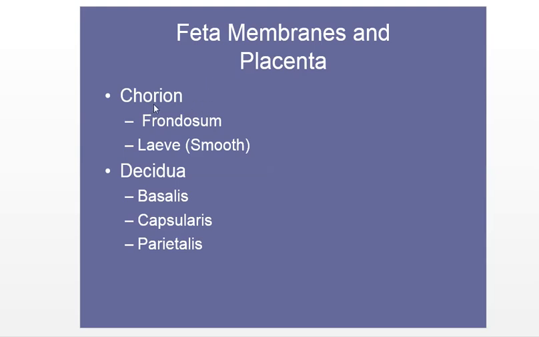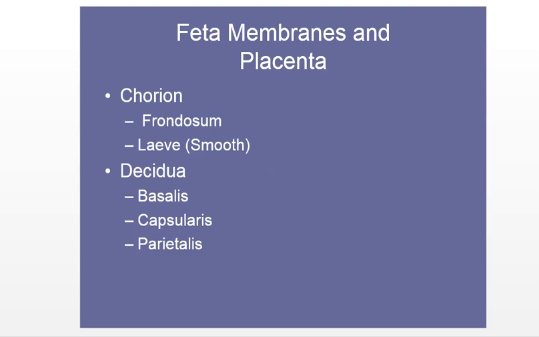In conclusion, you can see that the chorion has chorion frondosum and leave or smooth. Only the frondosum takes part in the formation of the placenta, and decidua is divided into 3 parts, but only the decidua basalis takes part in the formation of the placenta.